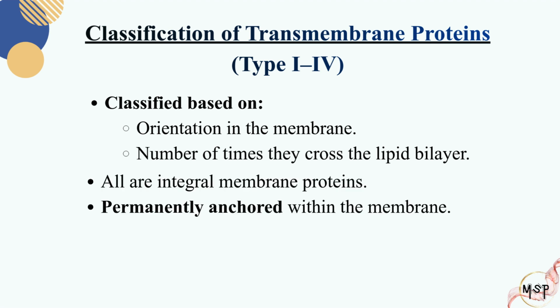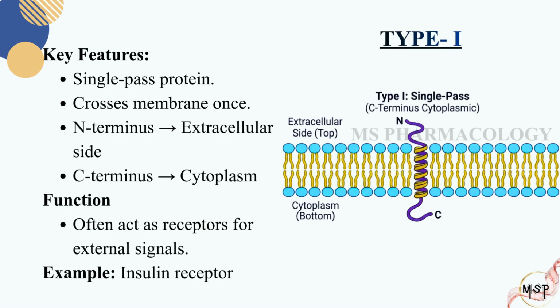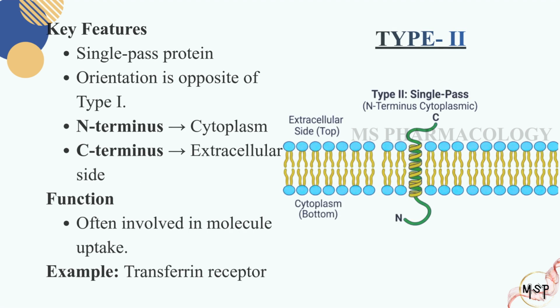These are all integral proteins, meaning they are permanently anchored within the membrane. Not all membrane proteins are inserted the same way. First up is type 1. This is a single-pass protein, meaning it crosses the membrane only once. The defining feature here is that the N-terminus, the start of the protein, stays on the extracellular side, while the C-terminus faces the cytoplasm. These often act as receptors for outside signals. For example, insulin receptor.